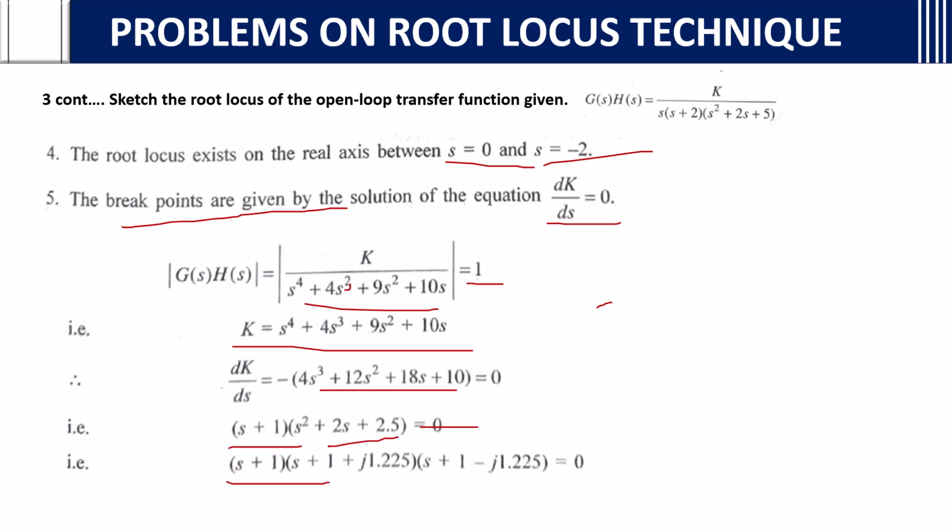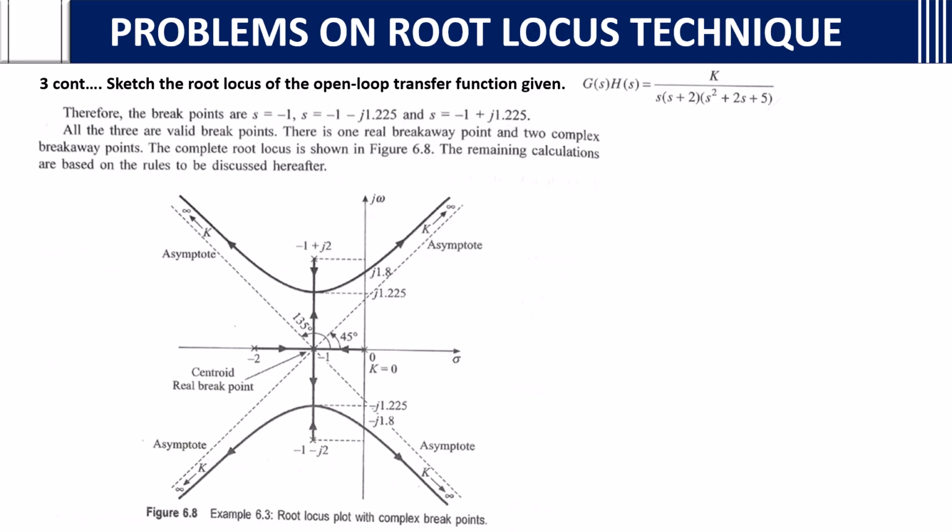So s plus 1 into, again finding the roots for this by using formula or calculator, you will get these two roots or the breakaway points. Now we will finally sketch the root locus. Therefore the breakpoints are what? Minus 1, plus j 1.225, and minus 1 minus j 1.225. So all the three are valid breakpoints.